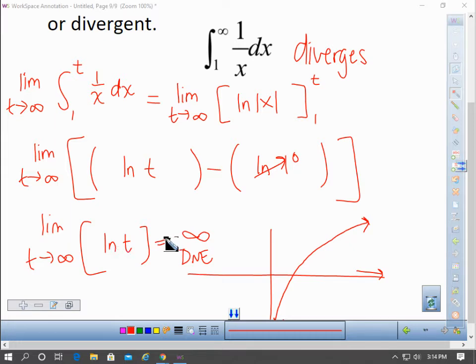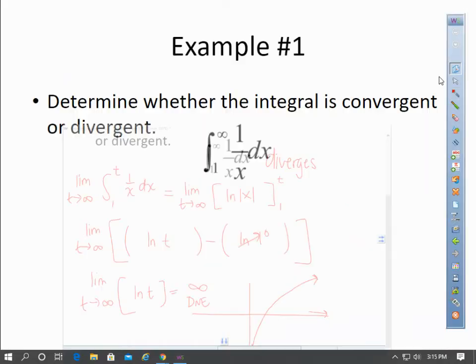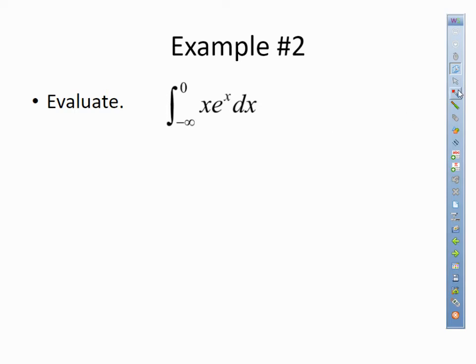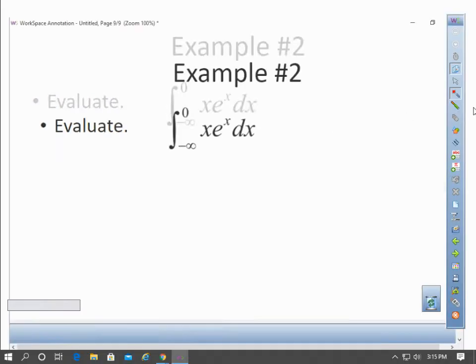If you get an actual finite numerical answer, then the problem converges. Converges means you actually get an answer. Divergent means you get a does not exist, which will be a positive or a negative infinity. All right, so that one we found out diverges.